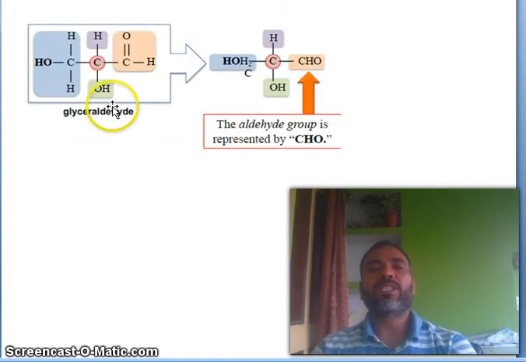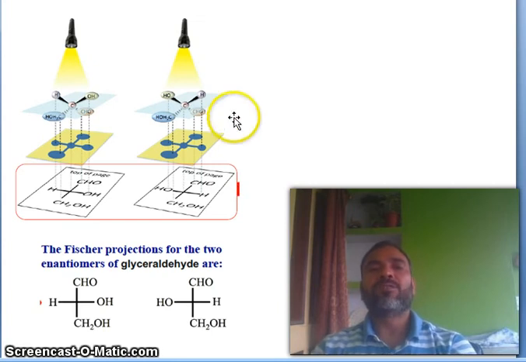Now you see this is glyceraldehyde. It contains 3 carbons, but out of the 3 carbons only 1 carbon has chirality, the chiral center. This carbon is not chiral, this carbon is also not chiral. If you shine light on the glyceraldehyde molecule, you will get this shadow, and if you draw this molecule in your notebook, you will draw it like that. So this is the vertical, this is the horizontal.